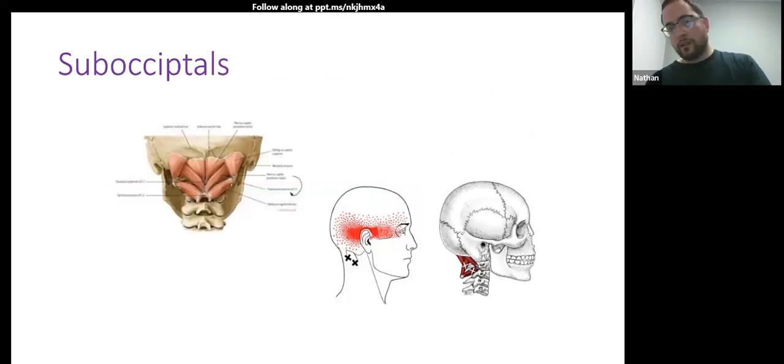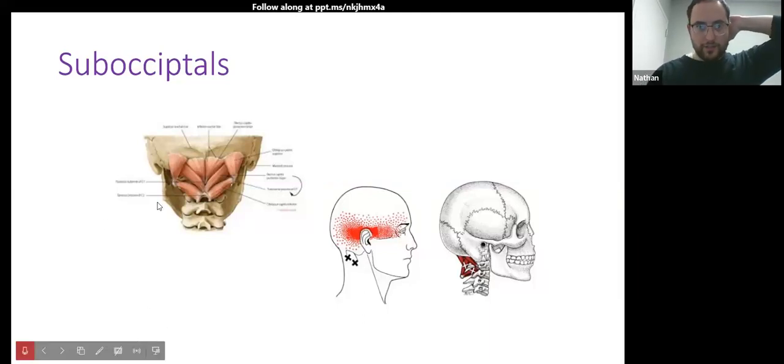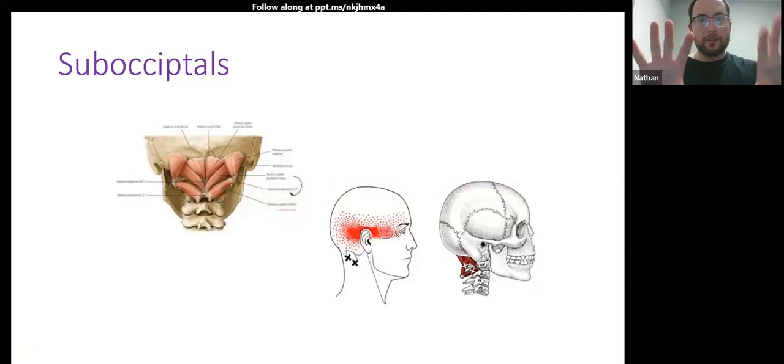Okay, another one is suboccipitals, which is basically those small, tiny muscles at the base of the skull. As you can see in the picture here, this is actually on the left side here. This is a picture looking from the back.